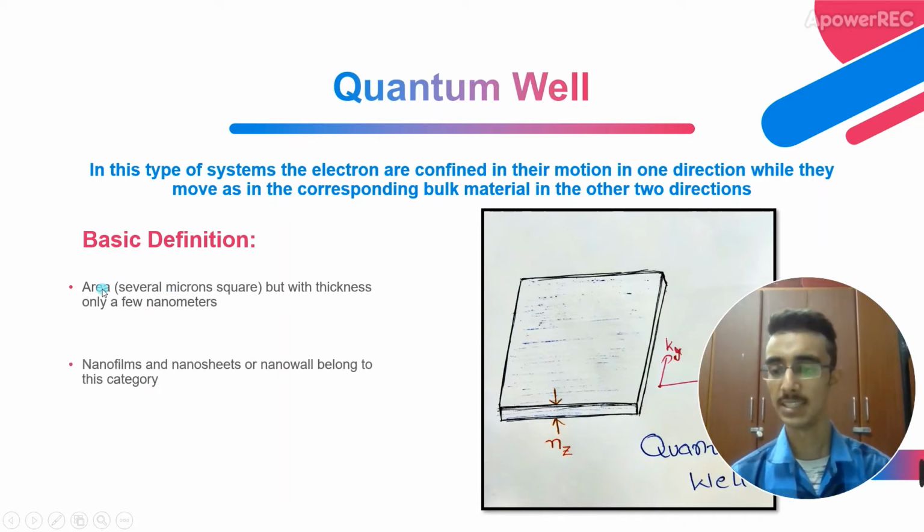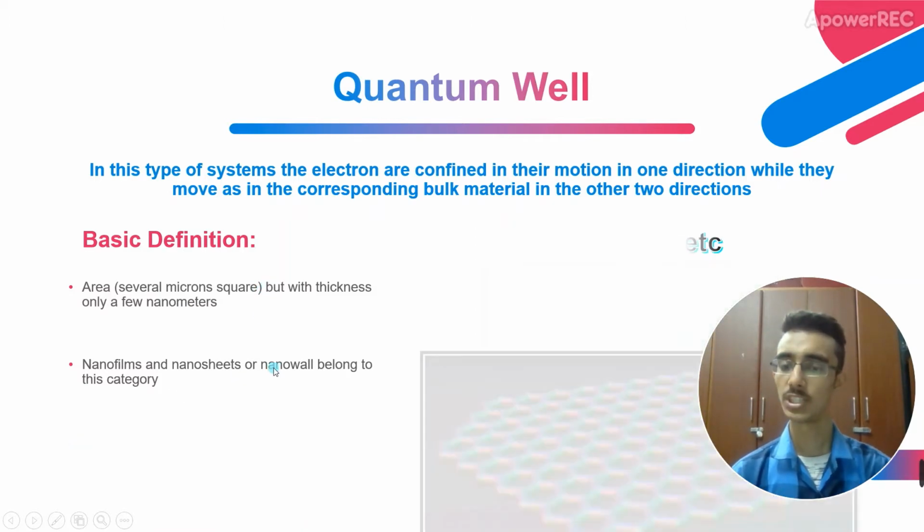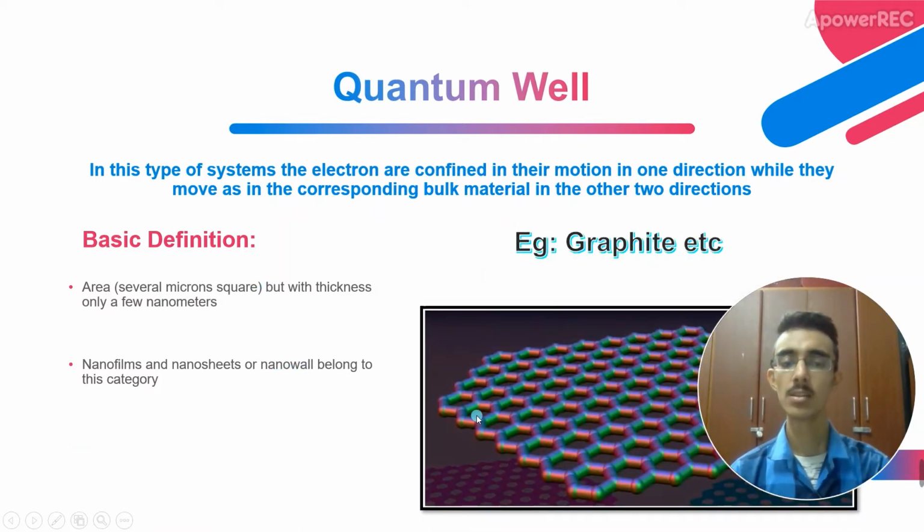The definition states that the area is large but the thickness is only a few nanometers. Nanosheets and nanowalls belong to this category. And we have a very common example, that is graphite.